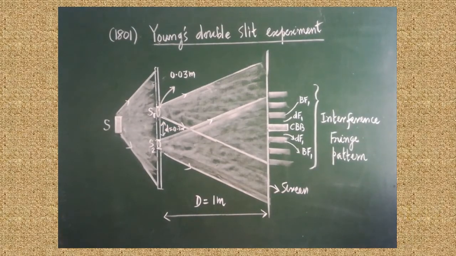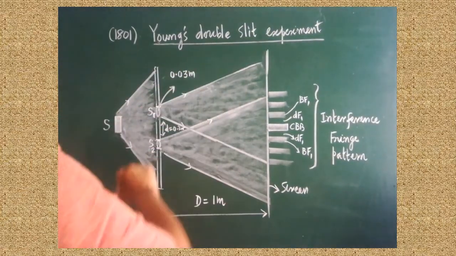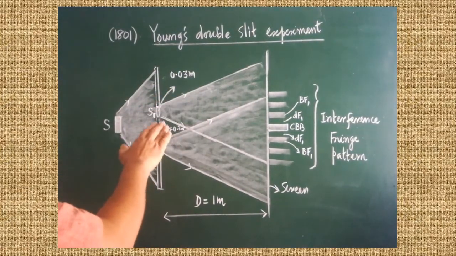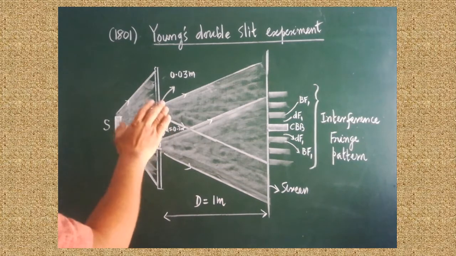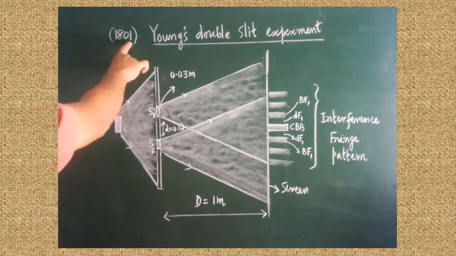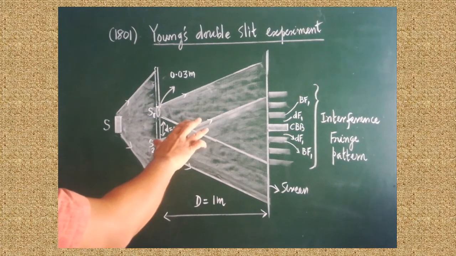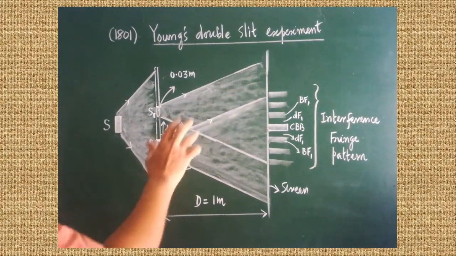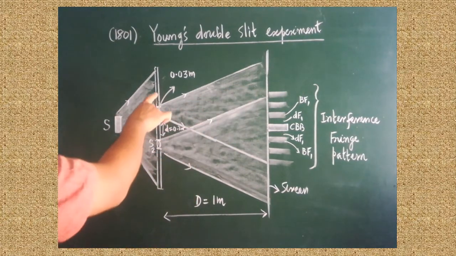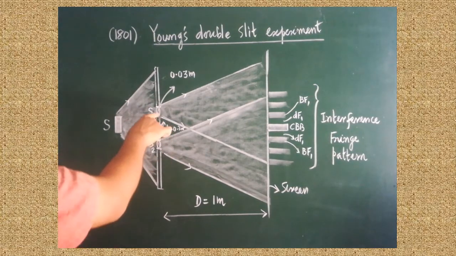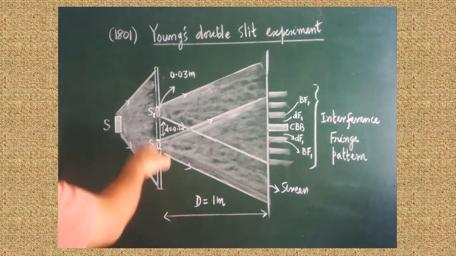Now we are going to learn about Thomas Young's double slit experiment. This is a very primitive experiment performed by Thomas Young in 1801. He was the first one who demonstrated the interference of light. Here he is using two slits in a single opaque sheet.